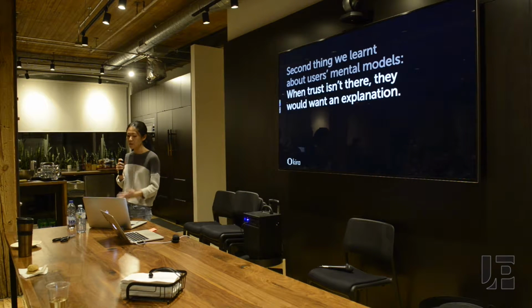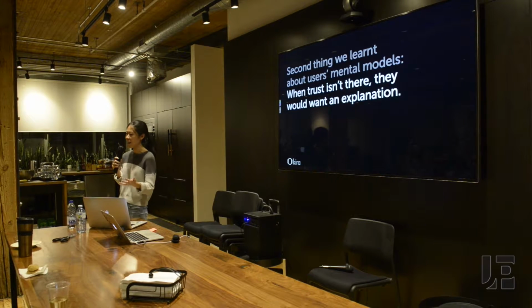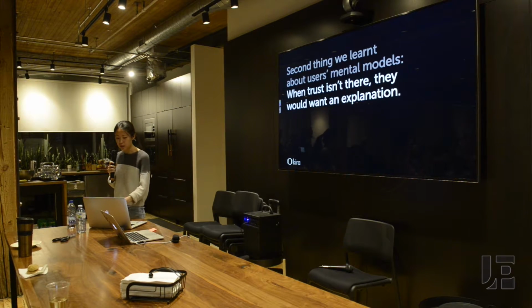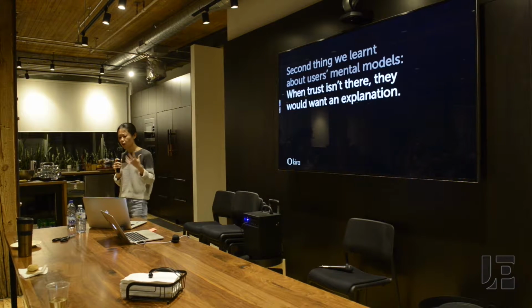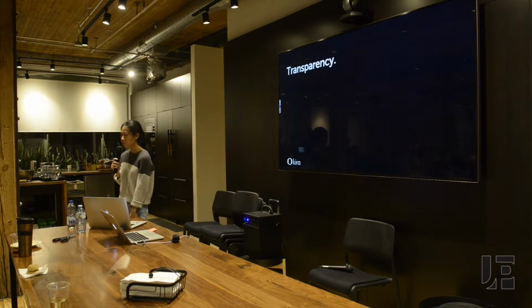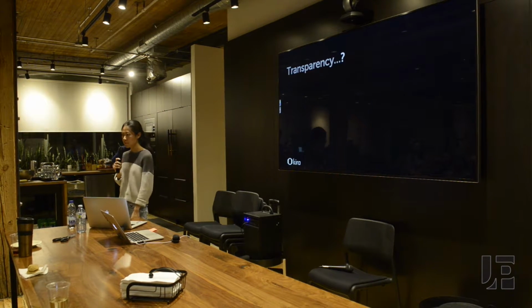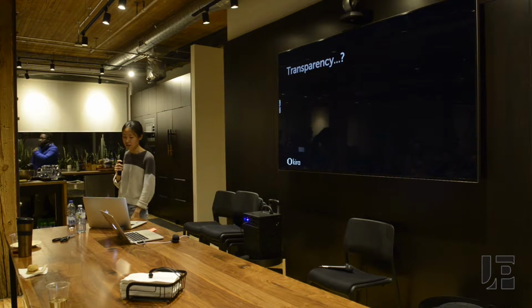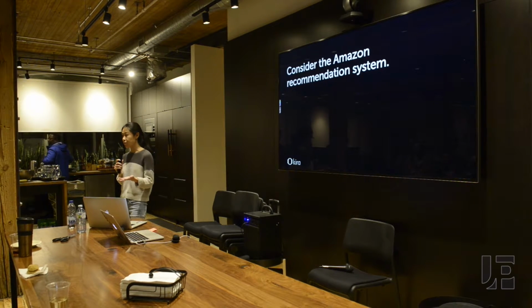And that's pretty intuitive, right? If you don't really trust someone, then whatever they do, you're like, there has to be a way to explain this. So first of all, they wouldn't intuitively trust this algorithm, and they want an explanation. As a designer or someone working on a system, you think, okay, they must want transparency. They want to understand, right? But is it transparency that they want? So now let's take a detour and think about the Amazon recommendation system.